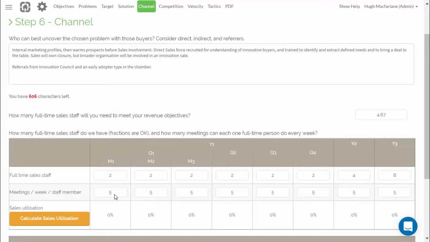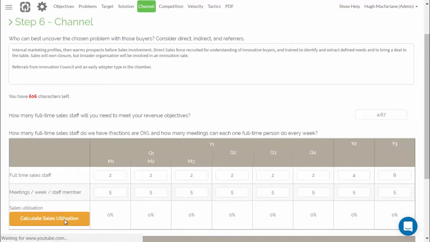Now, careful again, week in, week out, not a burst. You might be able to do 10 meetings in a weird week, but the week after that, you're probably going to do no meetings because it's all follow-up. We want your sustained average. 5 meetings per week per staff member is actually a pretty good place to start.